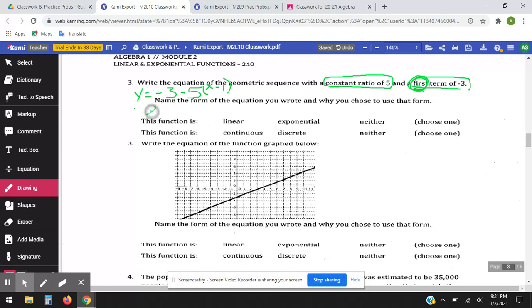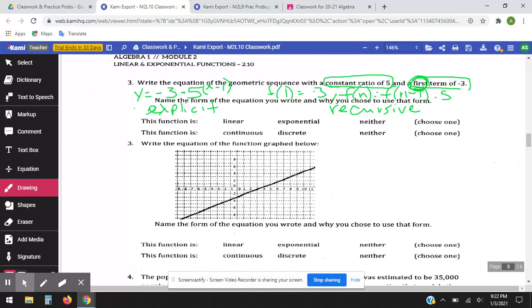So if I did this one, I would say explicit is the form that I used, because I like to be able to just write them out that way so I can plug in any number. Now, technically, they said our first term is -3, and if I'm doing a constant ratio, f of n minus 1 times 5. This would be recursive.